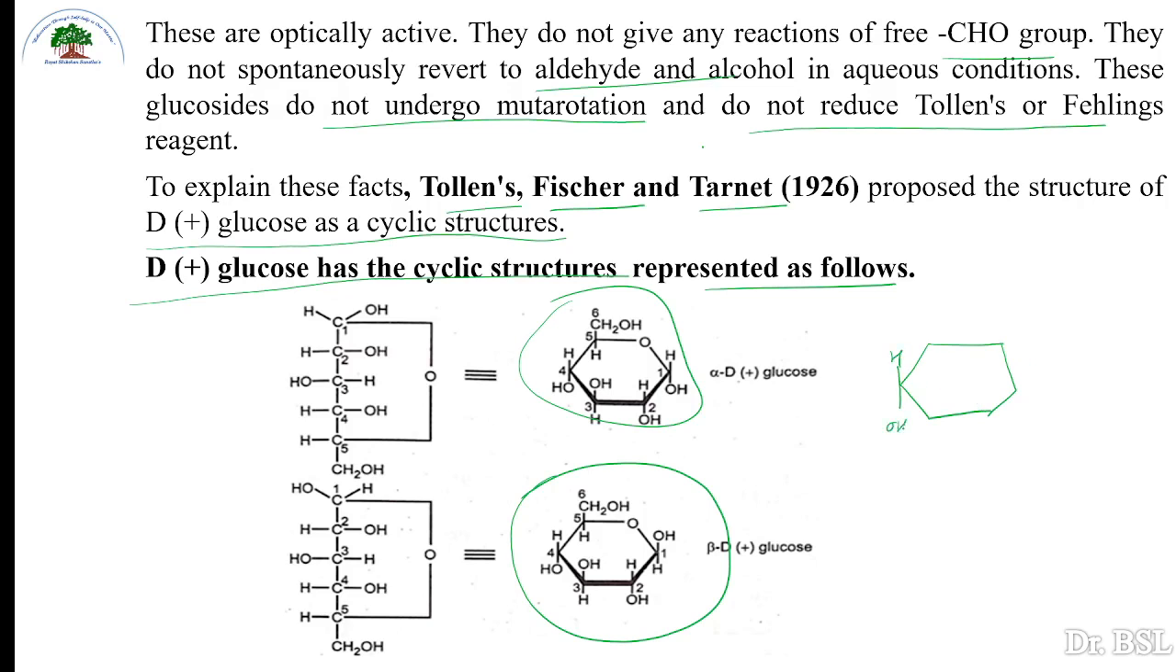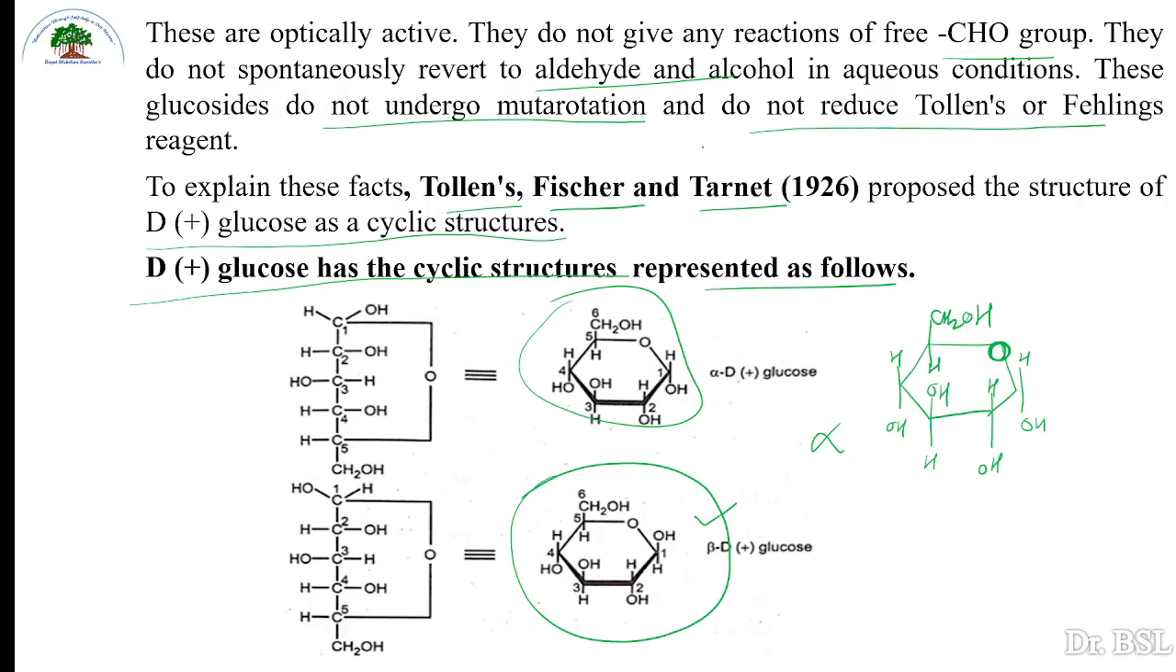H, OH, H, OH, H, OH, OH, H. This is oxygen. And here H, CH2OH. This is the structure of alpha-D-(+)-glucose. And this is the structure of beta-D-(+)-glucose.